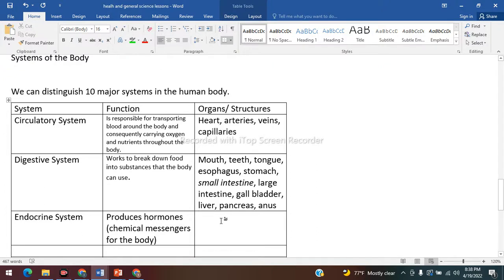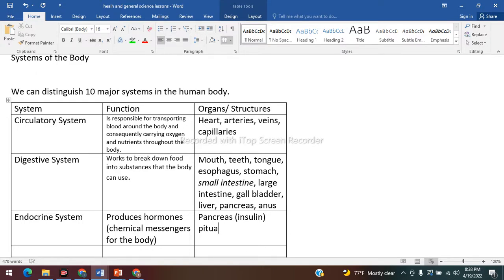All right, I still have a question from the quiz we used to be having. Give me some components or structures of the endocrine system. Pancreas is one. What does the pancreas produce? Insulin. What's another one? We have the pituitary gland.